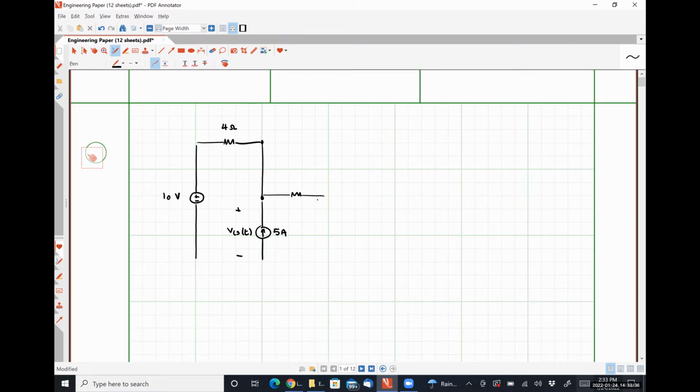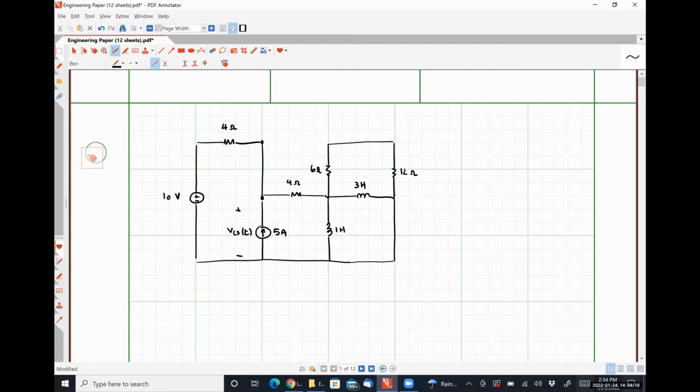We have yet another 4-ohm resistor up here. We have a 6-ohm resistor here. A 12-ohm resistor here. A 3 Henry inductor. And a 1 Henry inductor here. Okay.